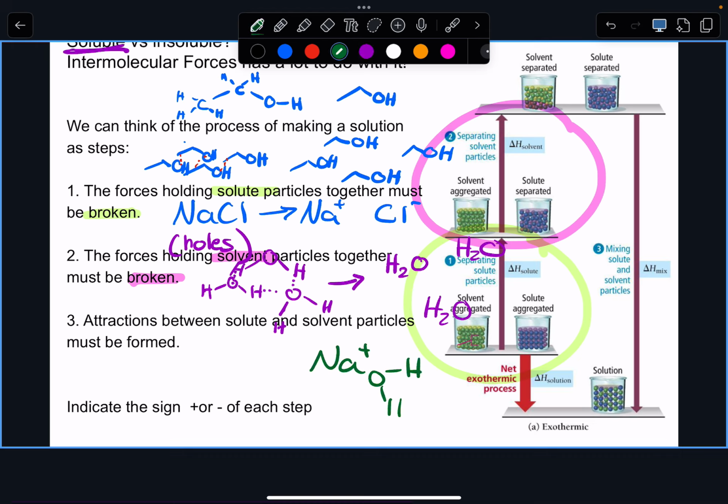You guys should be really clear now why the oxygen is the thing surrounding the sodium ions. Okay, so it's these little interactions now that we're talking about being formed. Solute and solvent particles, attractions are formed.